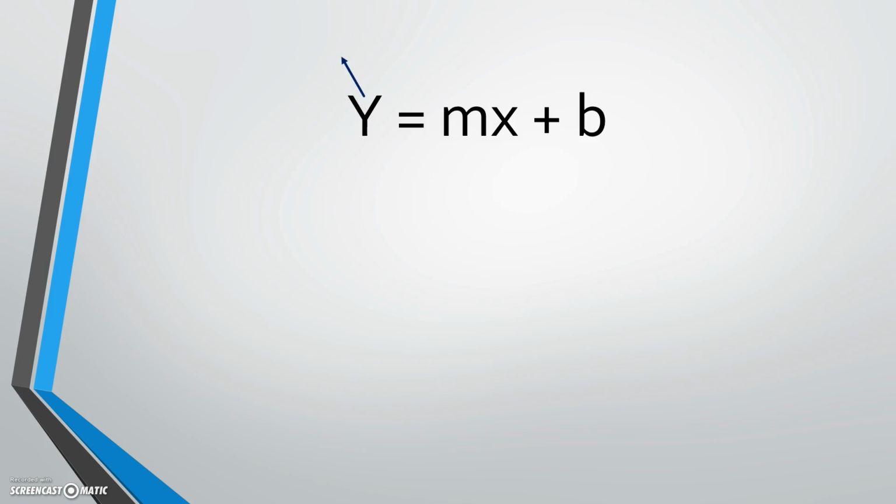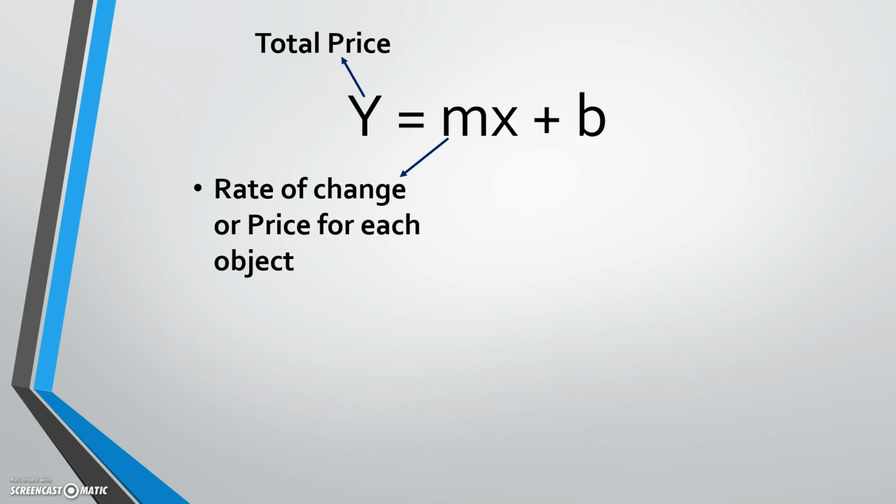First, your y stands for your total price or total cost of something. Okay, m is going to be the rate of change or the price for each object. So anytime you're giving how much something costs for each item, that's where you will put that information. You will replace the m with that.